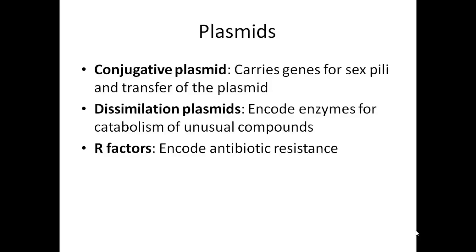R factors are plasmids that carry genes for antibiotic resistance. These plasmids are copied along with the chromosome during replication and are passed from one generation to the next. They can also be passed through horizontal gene transfer, through transformation, conjugation, and even transduction.